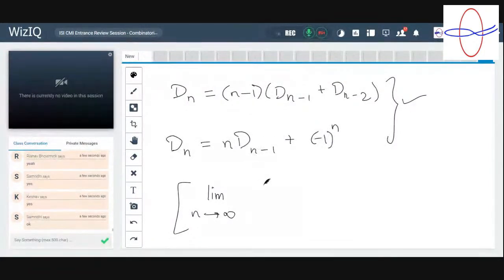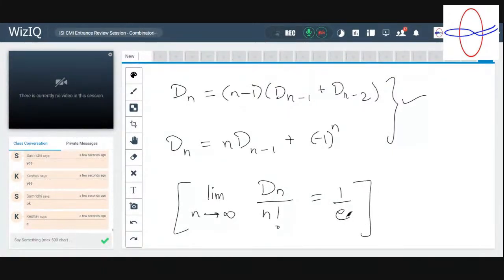Okay. So dn satisfies this limit. Can anyone guess what shows up here? Yes, 1 over e. So a surprise e occurs. Fine, and this finishes the combinatorics review.